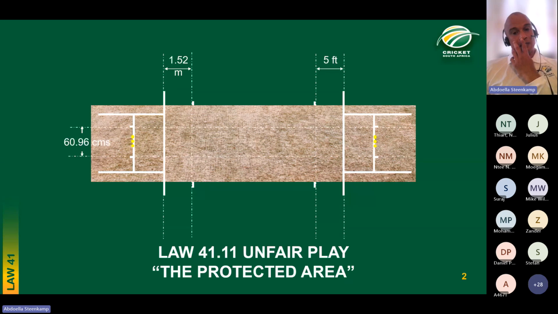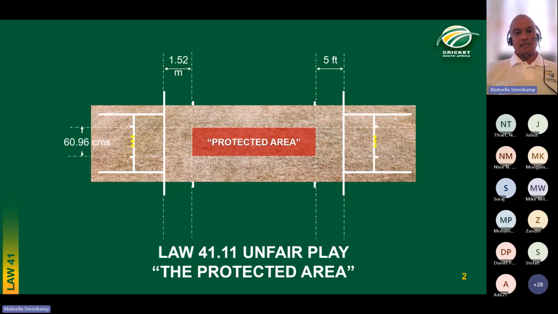If we look at the diagram, it will now indicate where the protected area is. It's the red shaded area. So the markings are 1.52 meters or 5 feet from the popping crease on each end, and then from the middle stump, 30.48 centimeters on this side of the middle stump and 30.48 centimeters on the other side. So now you need to draw imaginary dotted lines, and the red shaded area is the protected area.